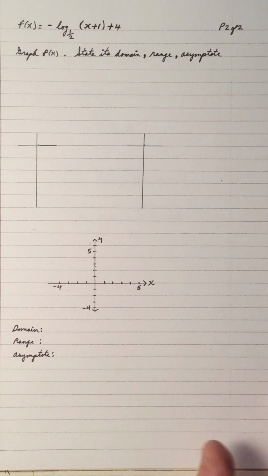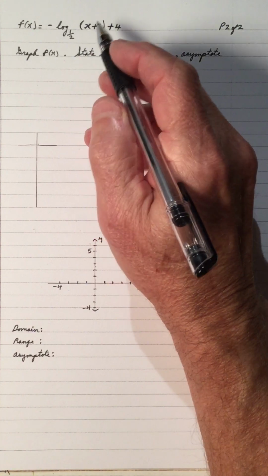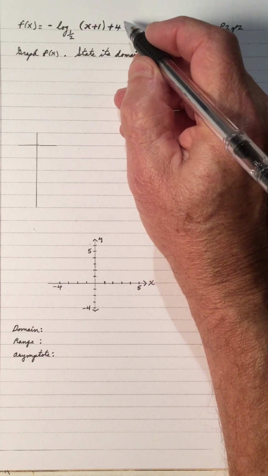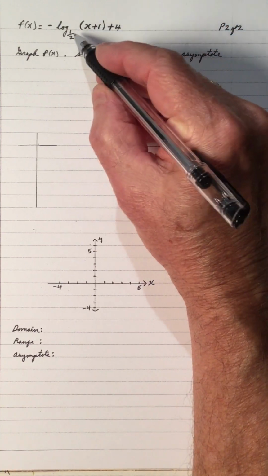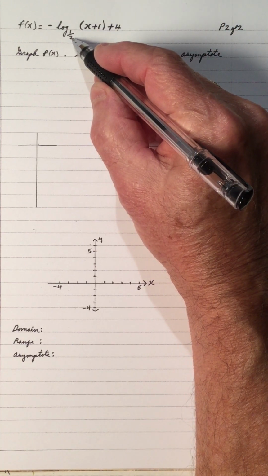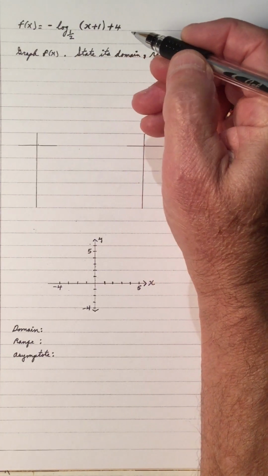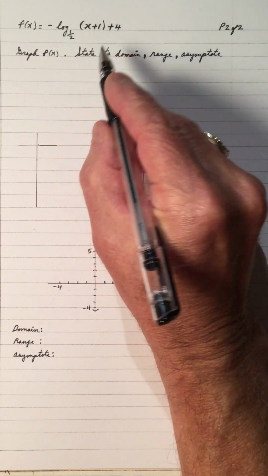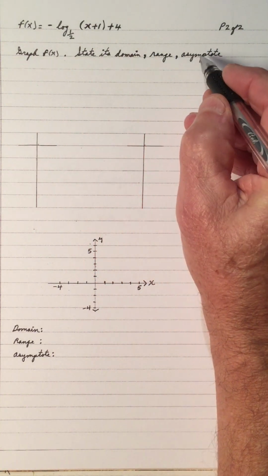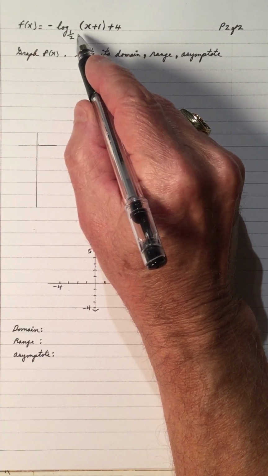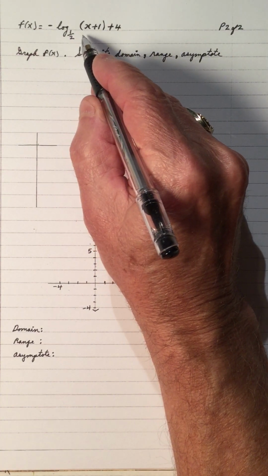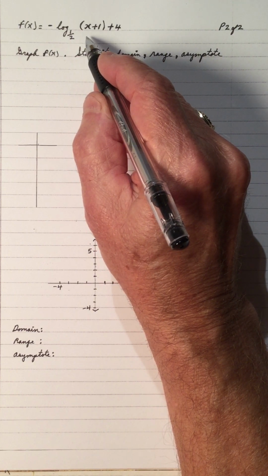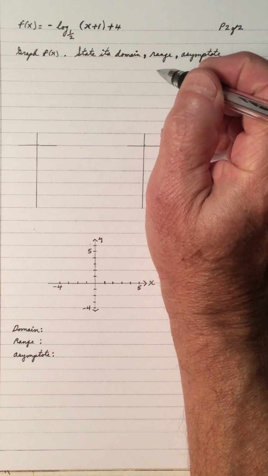F of x equals negative log of x plus 1 to the base of a half, plus 4. I made up a different equation instead of the bases being integers. I wanted a fraction. So we want to graph this f of x as it's a log function. I want to state its domain, range, and asymptote. And because it's a log function, we know, or should know, that the asymptote is going to be a vertical line. But let's start.